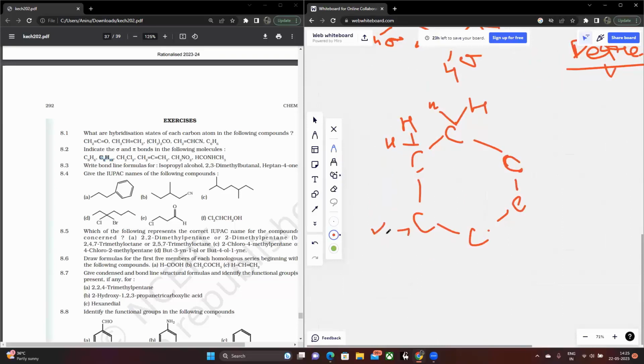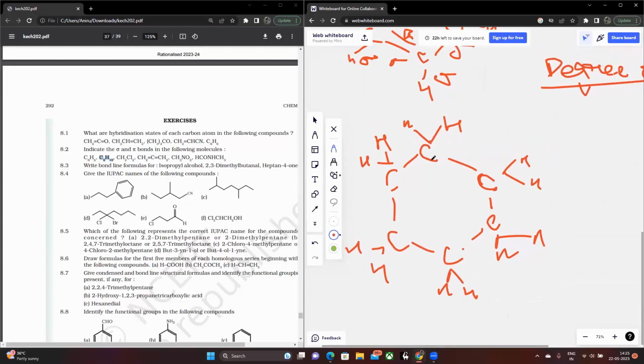Here you have 2H again. Here you have 2H again. Here you have 2H, and here you have 2H, right? You can see that there are no pi bonds. Everything is sigma. So I'm just going ahead and writing everything is sigma, right? The cycle I'm writing inside and outside for the H.